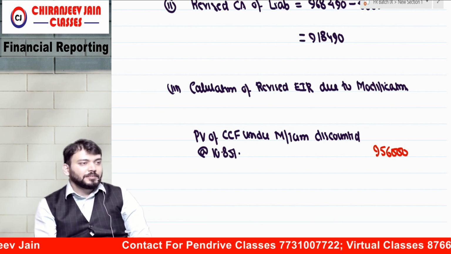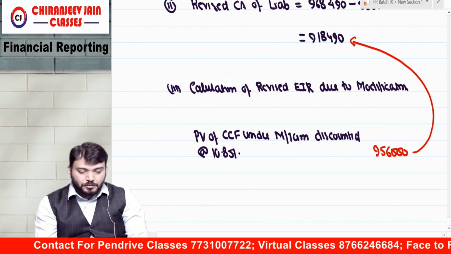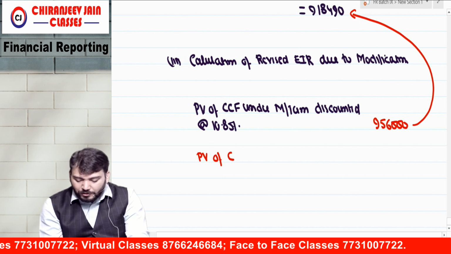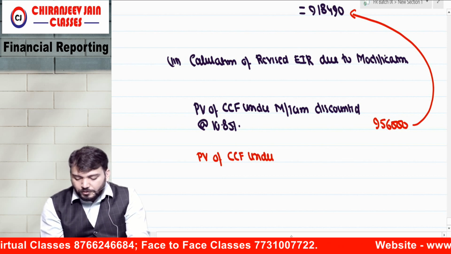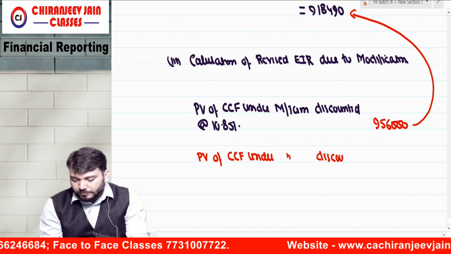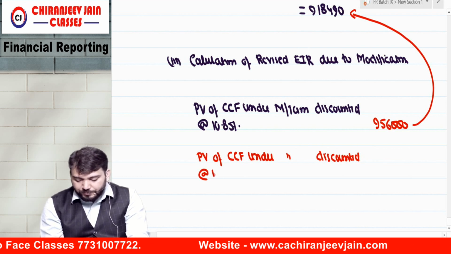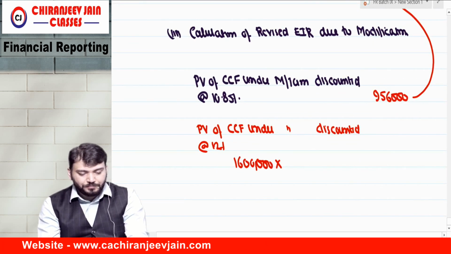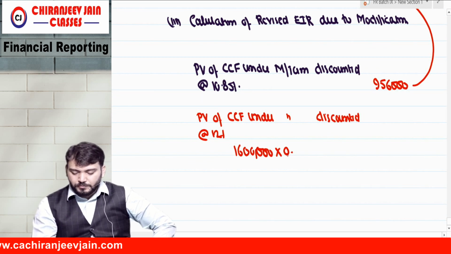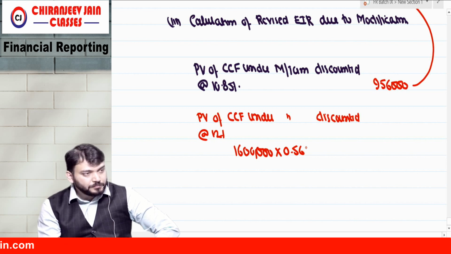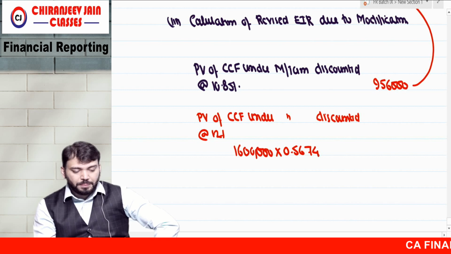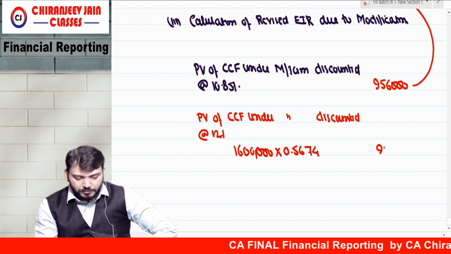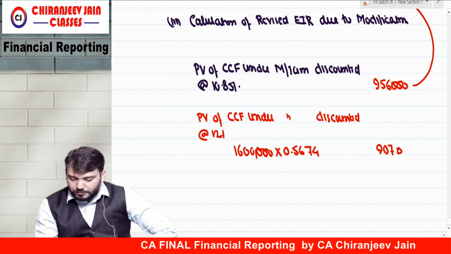Correct. Now we should compare this with this amount. So we should increase the rate of interest. Let us do at 12%. Present value of contractual cash flow under modified terms discounted at 12%. So 16 lakh, because there is only redemption value, multiplied by 0.5674 is equal to 9,07,840. Correct?